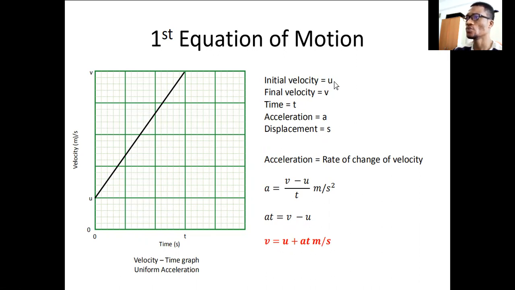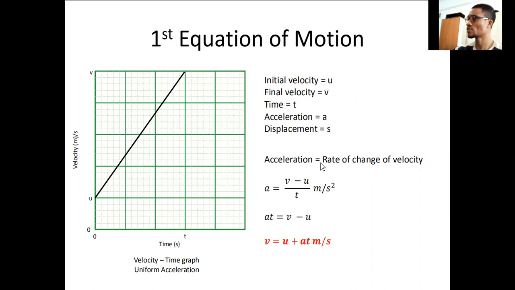We have letter U, which is initial velocity. We have final velocity, which is represented by V. Time is T, acceleration is A, and displacement is S. So you're going to see these letters in these equations. So let's start with acceleration.